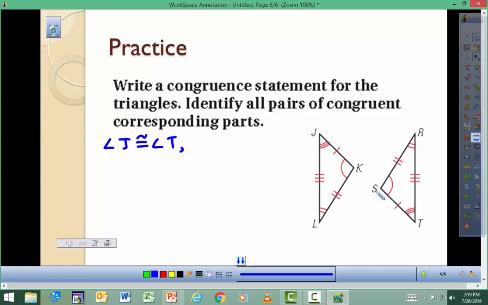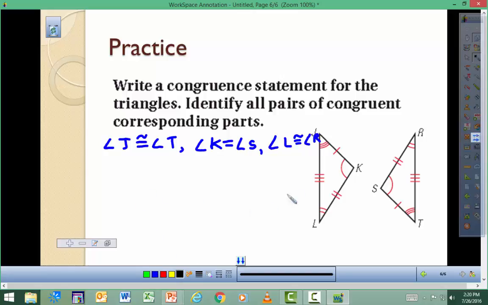Angle K matches up with S. So we'd say angle K is congruent to angle S. We'll use another comma. And then finally angle L matches up with angle R. So identify all the pairs of congruent corresponding parts. There are 3 corresponding angles, and now let's go ahead and do the sides.